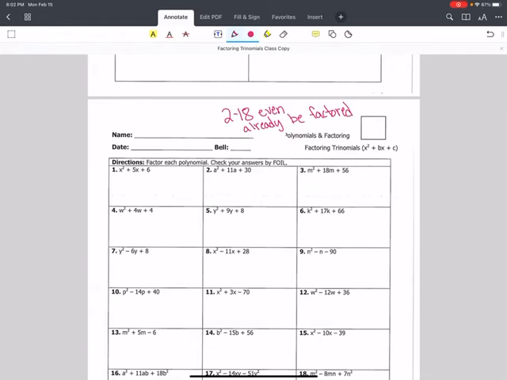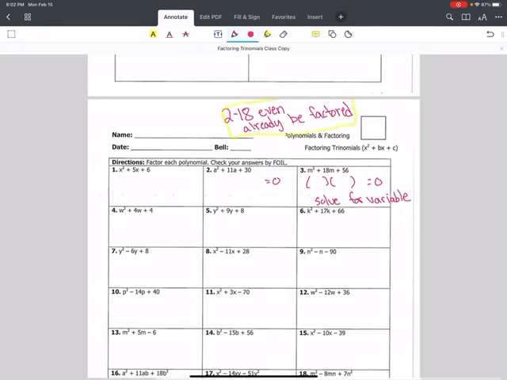So what I want you to do is go through and use the zero product property. Set each of the two binomials, the factors here, equal to 0, and solve for the variable. You can do this on separate paper. If you don't have room in the boxes, I would highly suggest maybe using some notebook paper or just scratch paper. And when you're done with 2 through 18, remember these are already factored.